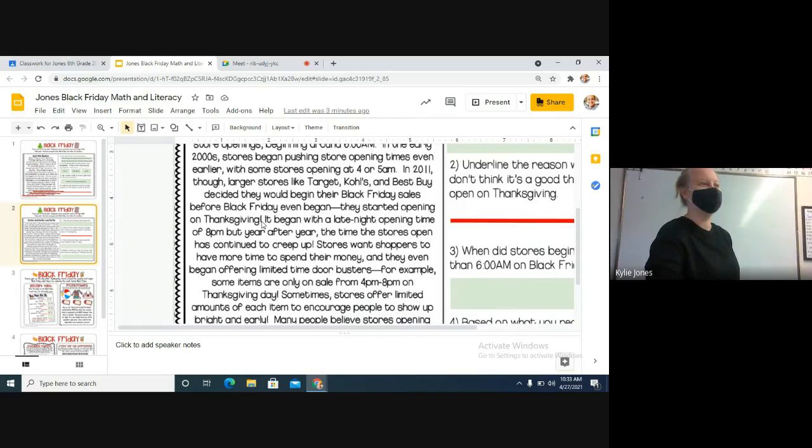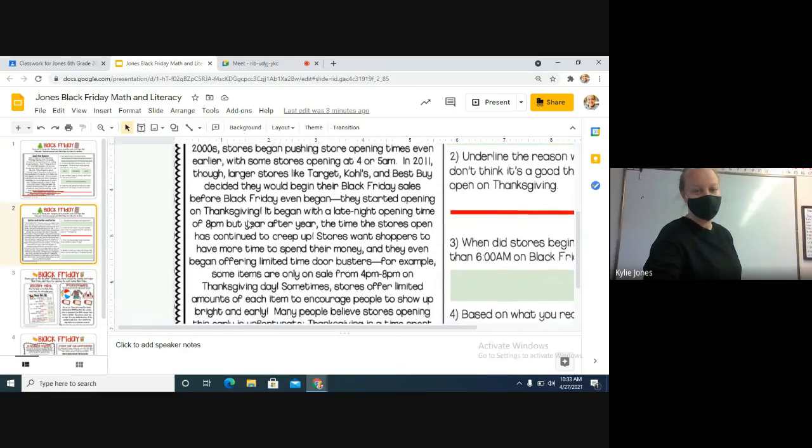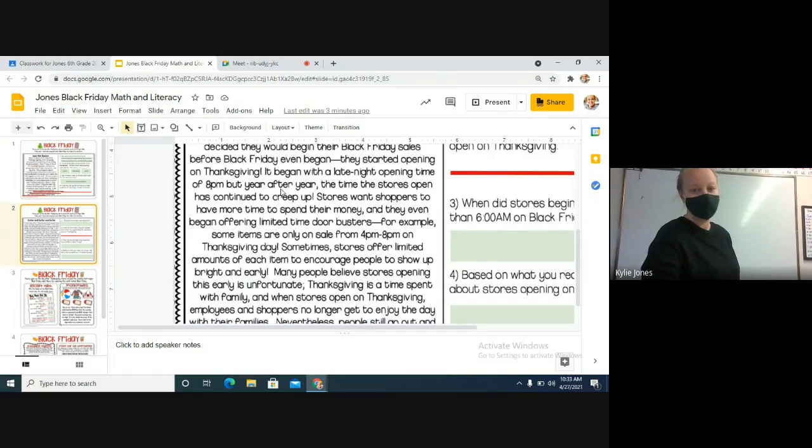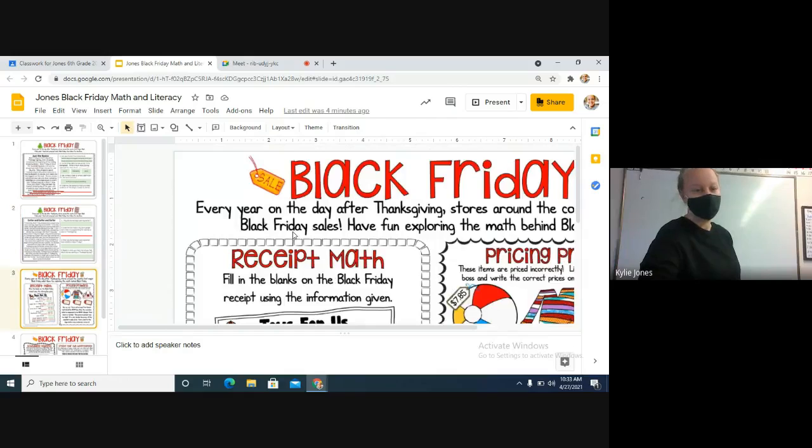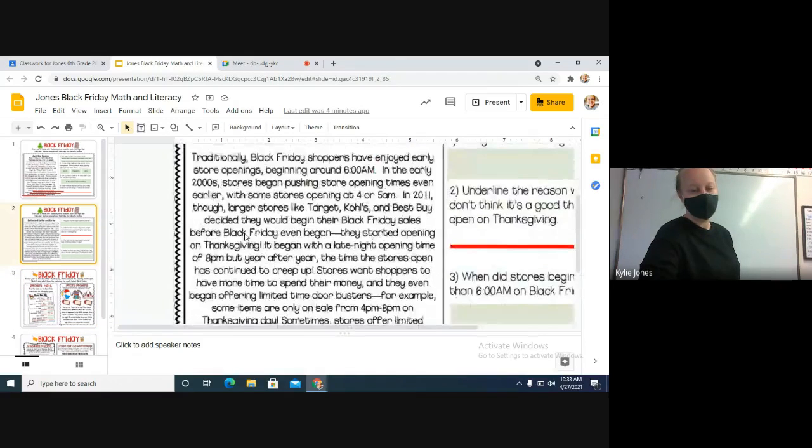Friday even? It began with a late night opening time of 8 p.m. But year after year, the time the stores open has continued to creep up. Stores want shoppers to have more time to spend their money, and they even began offering limited time door busters. For example, some items are only on sale from 4 p.m. to 8 p.m. on Thanksgiving Day.